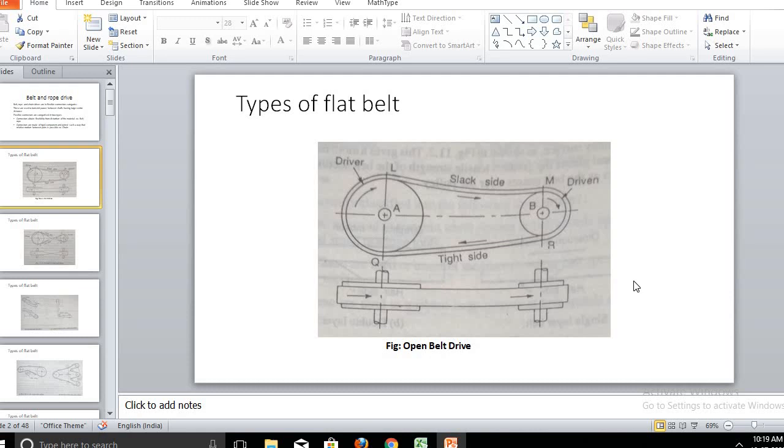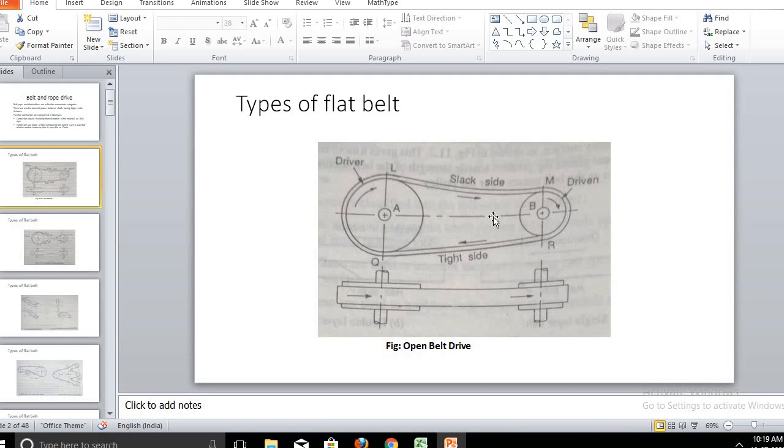In this open belt drive, we already observed this figure. Here there are two shafts, this is one shaft and this is another shaft. One of the shafts is the driver and the other is the driven. In this case, the small one is the driven and the larger one is the driver. Two pulleys are attached to the shafts, a larger pulley and a smaller pulley.